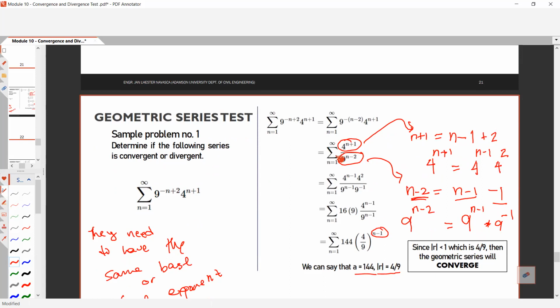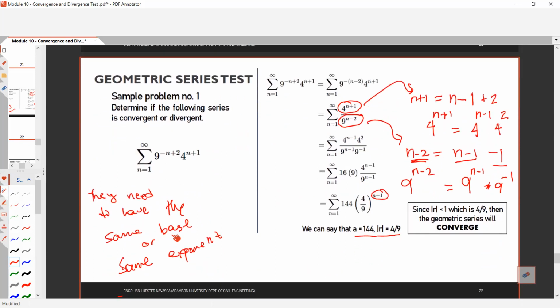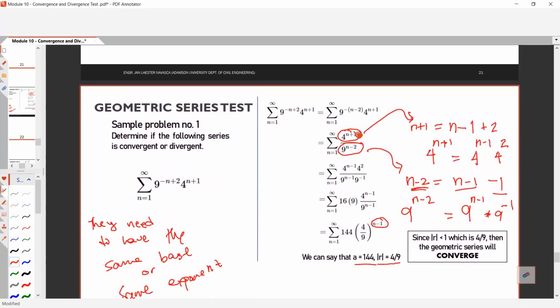So ganun lang yung trick. Yung trick lang is you will combine the term if they have the same base or they have the same exponent. Okay, so yun yung solution natin. So mas maganda dyan if you can try to practice this one. Okay, so practicein nyo to.